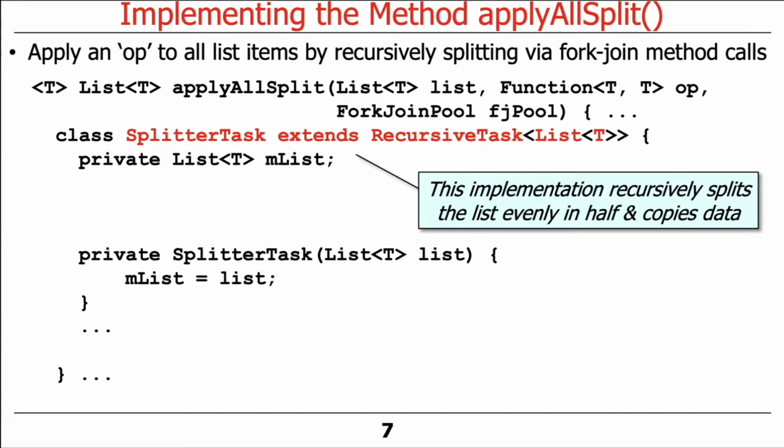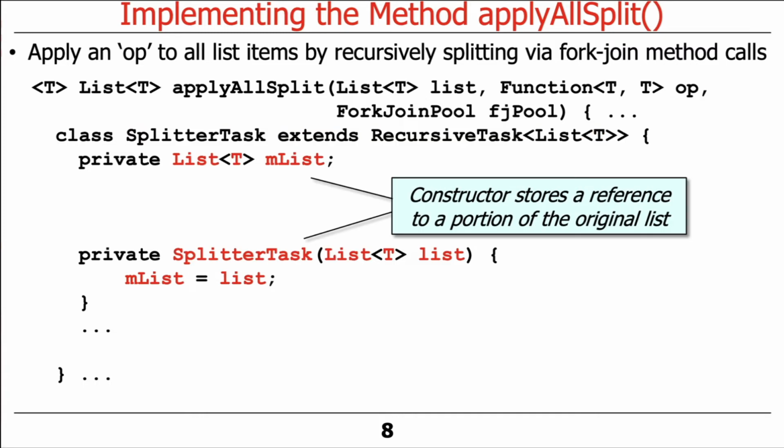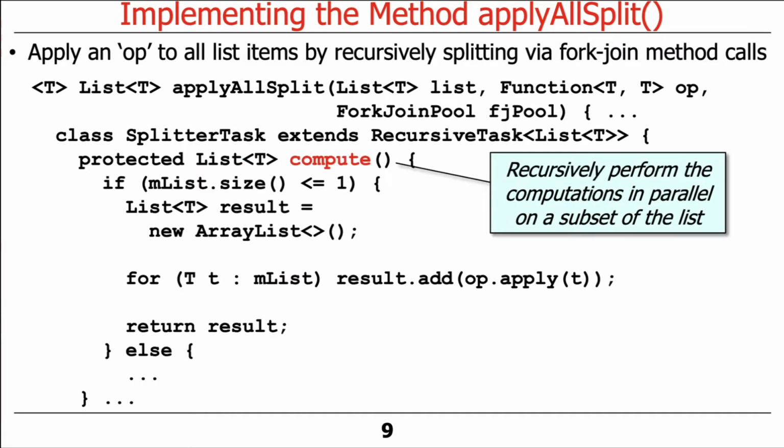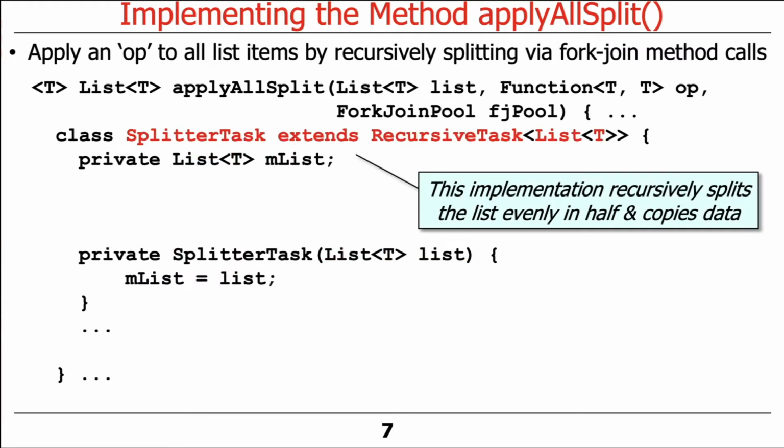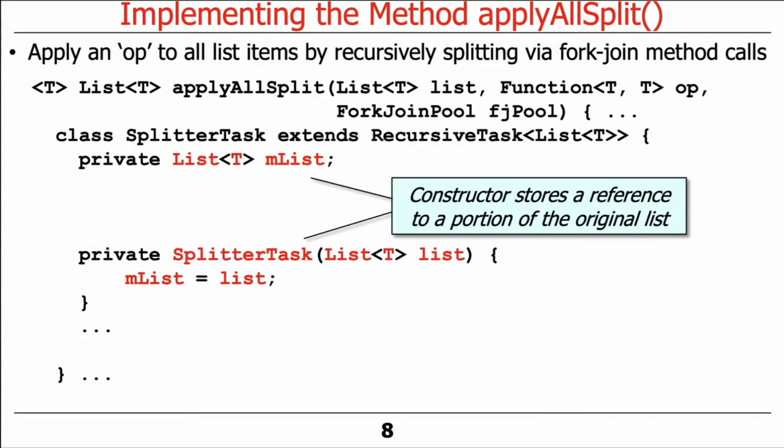Let's take a look at how the SplitterTask is implemented. It's really quite interesting. The SplitterTask has its own little field, which is a list, and this list will always store half of the elements that were passed to it. You'll see how that works in a second. We start out being passed the entire list at the beginning. The constructor takes whatever parameter is passed, in this case the entire list, and stashes it away in this field. Remember, that's just a reference, so it's not copying anything.